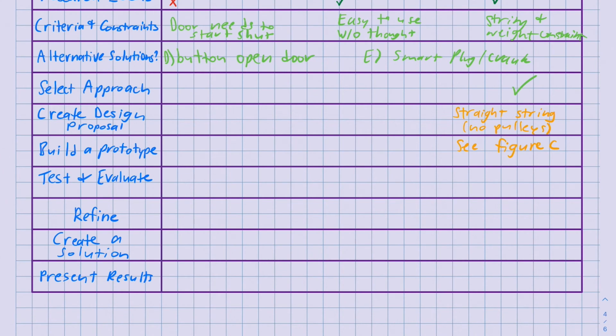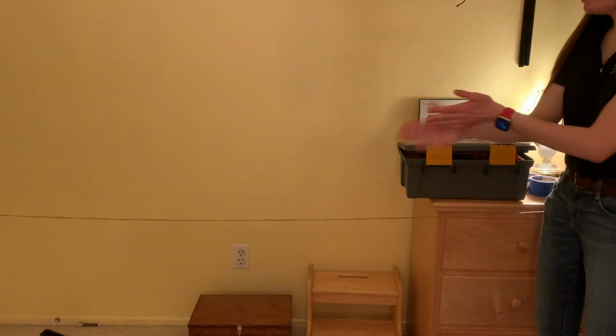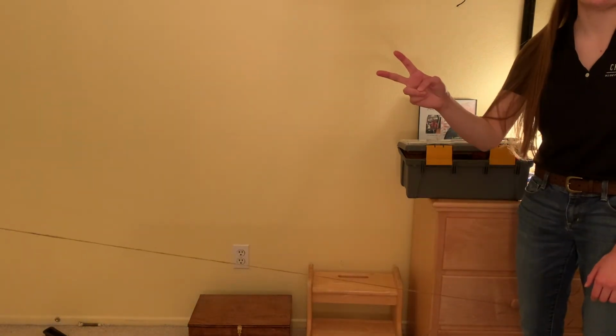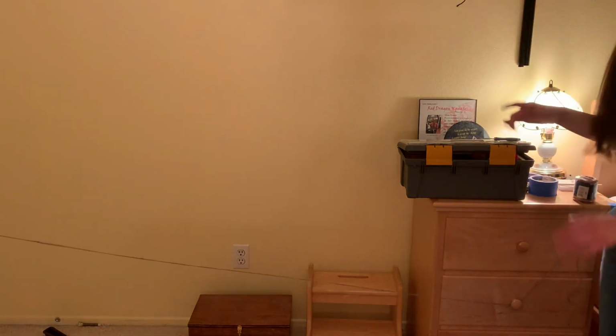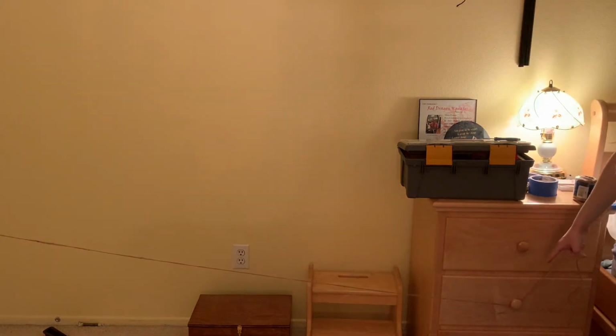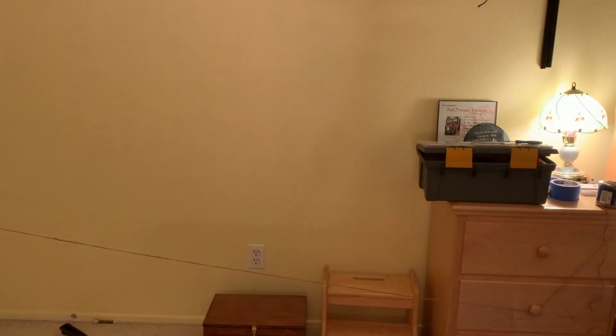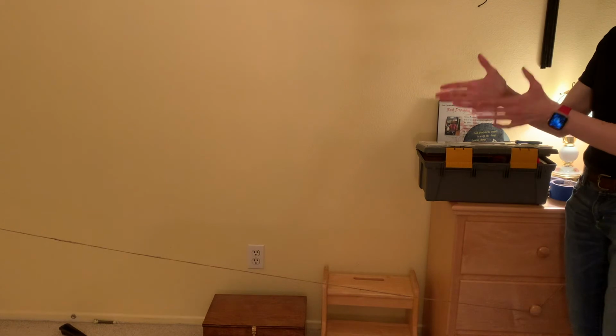So now we can test and evaluate. With this, the best way to test and evaluate our prototype is just to open the door a bunch, see what we like, see how it goes after you've done it a bunch of times, that kind of thing. To speed this up, I'm going to do a time lapse of this. Oh, so we see our first issue right here. This knob on the door is catching our string, and it's causing the door not to close all the way. Now, if you can see right here, you'll see what I mean.